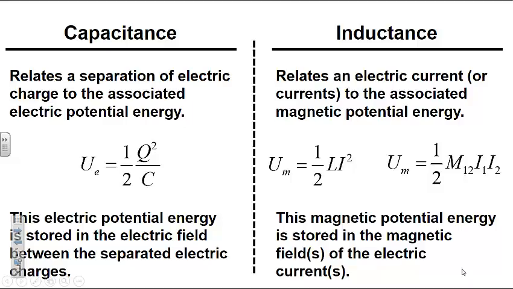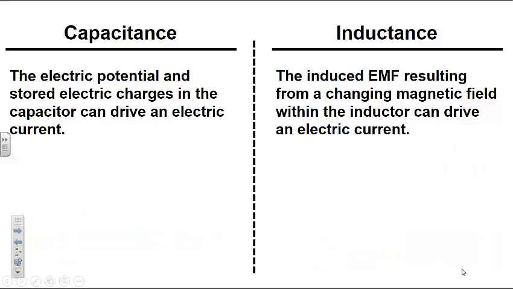Inductance relates an electric current, or currents, to the associated magnetic potential energy. This magnetic potential energy is stored in the magnetic field of the electric current, or the magnetic fields of the electric currents. The electric potential and stored electric charges in a capacitor can drive an electric current. The induced EMF resulting from a change in magnetic field within the inductor can drive an electric current through mutual inductance.